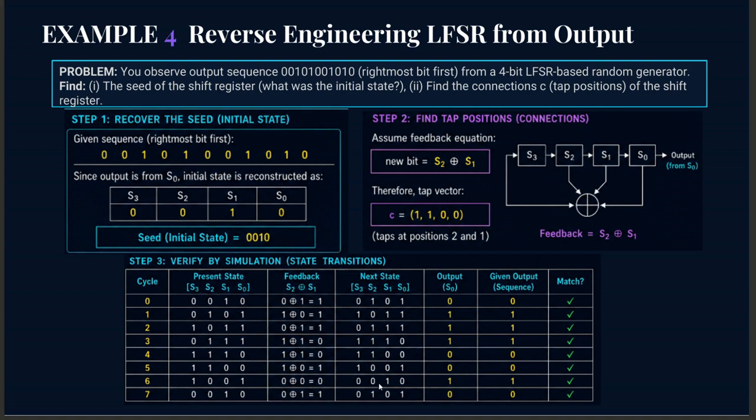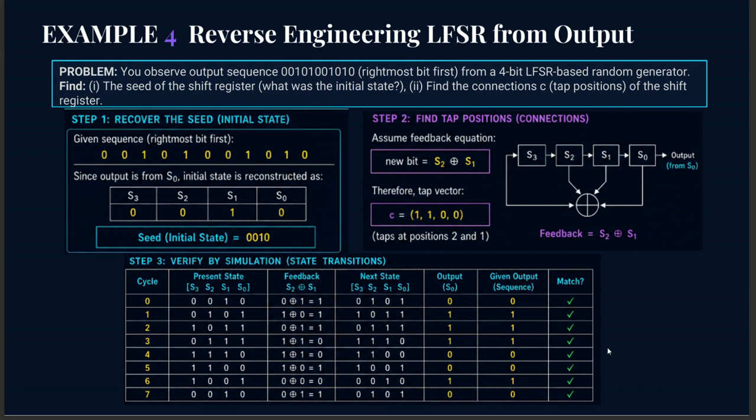So the next state is 0, 0, 1, 0. Now observe carefully, at cycle 6, the state becomes 0, 0, 1, 0, which is exactly the same as the current state, which means the sequence starts repeating. The generated output sequence is 0, 1, 1, 0, 1, 0, which correctly matches the observed output sequence.